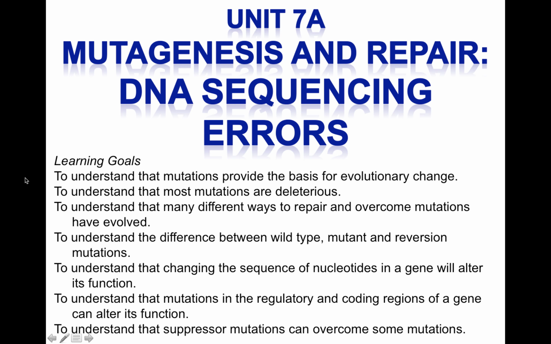Our learning goals are to understand that mutations provide the basis for evolutionary change, to understand that most mutations are deleterious, to understand that many different ways to repair and overcome mutations have evolved, to understand the difference between wild-type, mutant, and reversion mutations, to understand that changing the sequence of nucleotides in a gene will alter its function, to understand that mutations in the regulatory and coding regions of a gene can alter its function, and to understand that suppressor mutations can overcome some mutations.